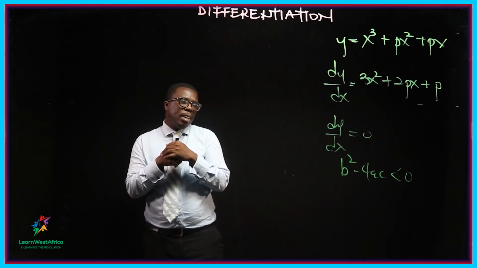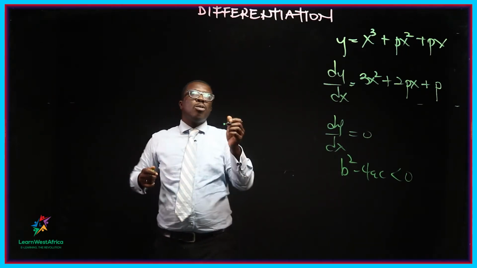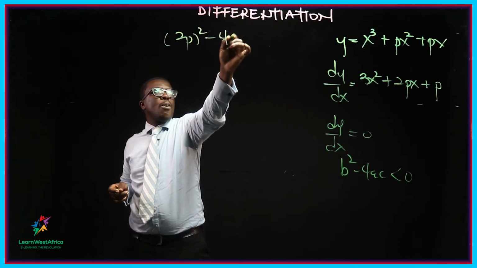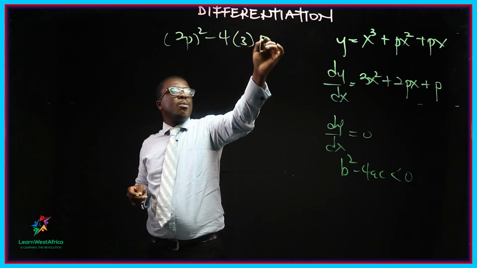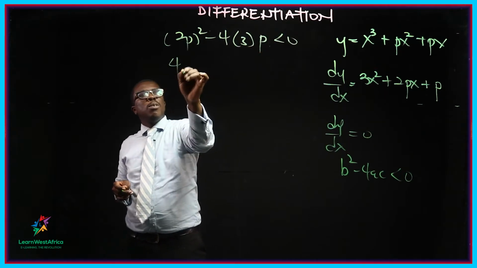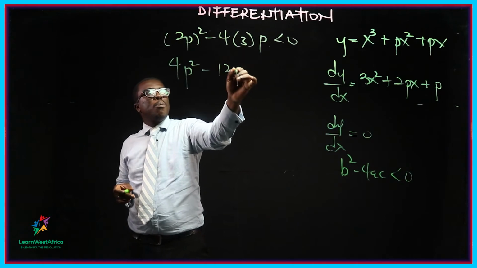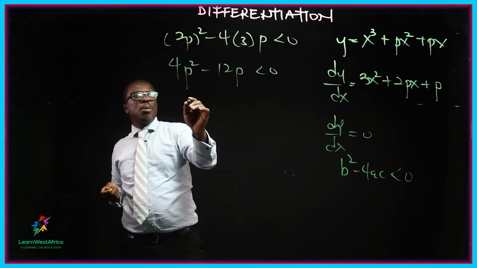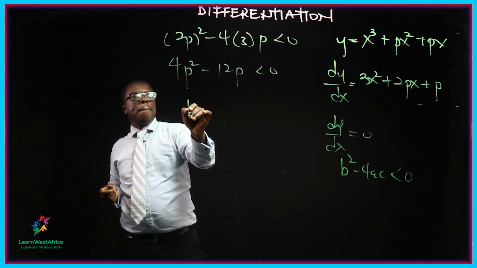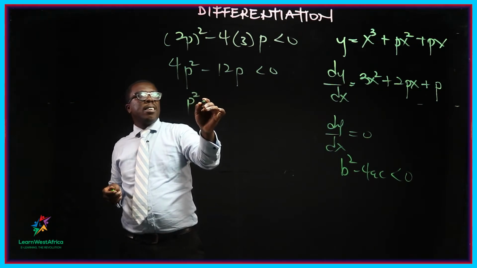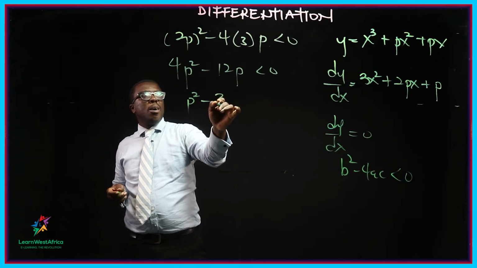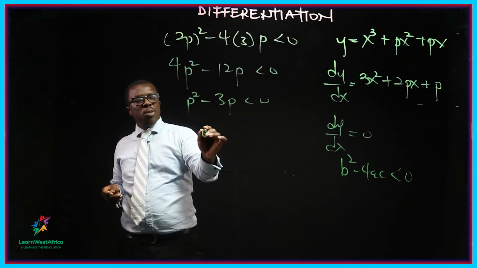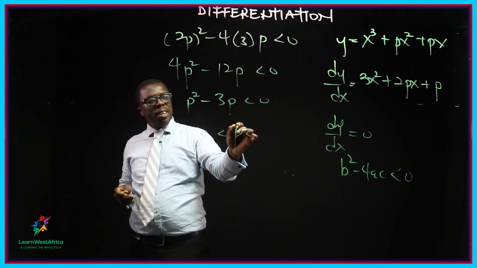So what do we find? b squared minus 4ac, so our b squared minus 4ac is going to be b, which is 2p, all squared, minus 4 times a which is 3, and our c is p, should be less than 0. So this is going to give you 4p squared minus 12p less than 0. Are you okay with that? So what happens? We are going to have p squared minus 3p less than 0.